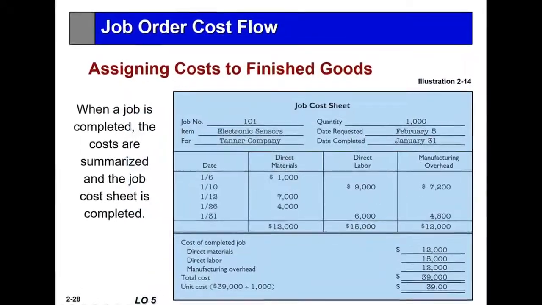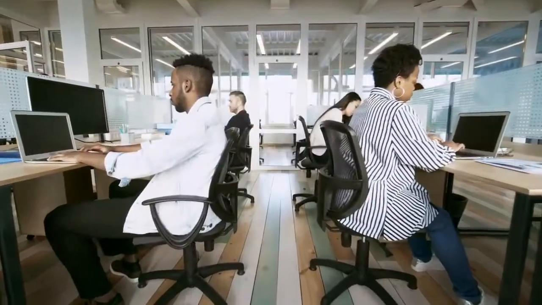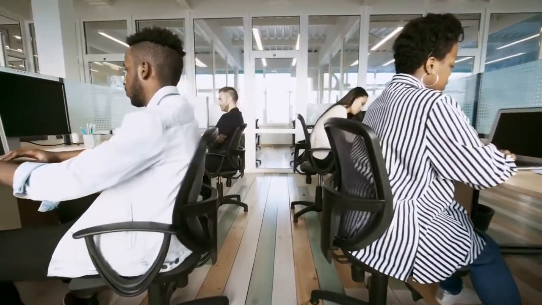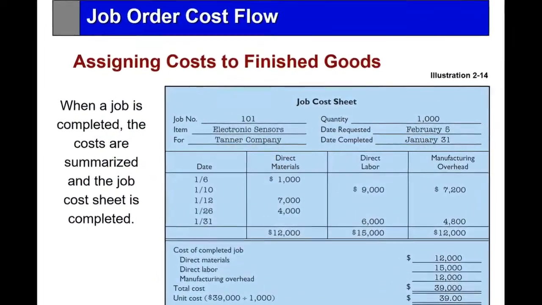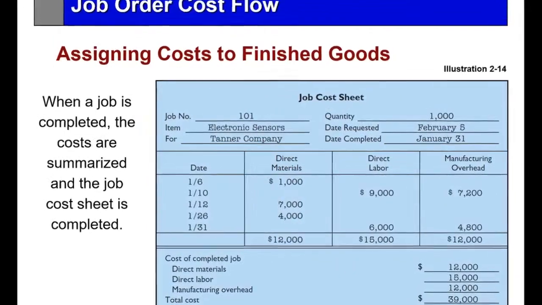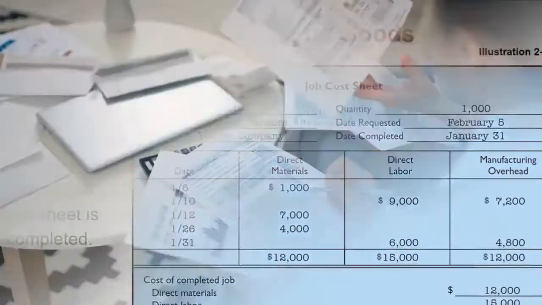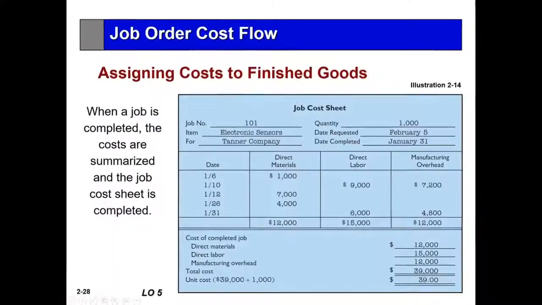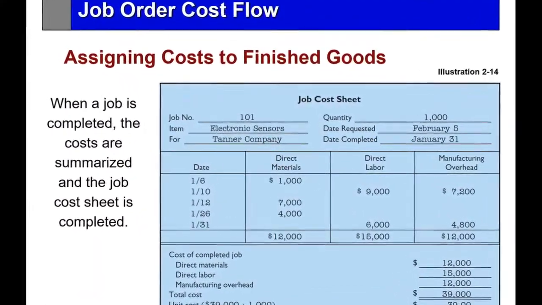And this is what the job sheet would look like. You have the job number and the item, a desk for the university, quantity one, and the dates requested and completed. As the job was worked on, they would have added the direct materials, and the person who is working on the job recorded their labor, and it was totaled up. Then it would go to the accountant, and the accountant would add the manufacturing overhead, and we'll get into how they do that a little bit later.